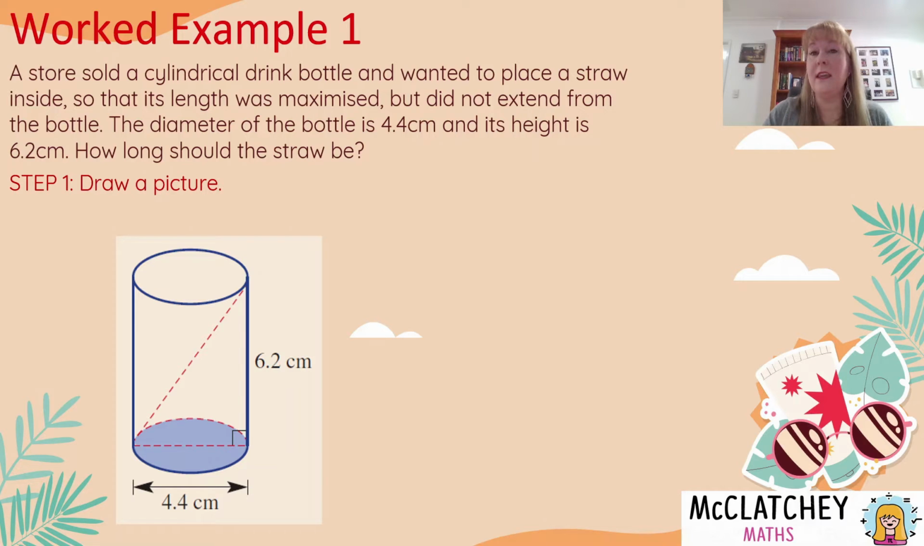Now you can see that in this particular situation, with a cylindrical shape, the longest part of the cylindrical shape is actually this diagonal that runs from the bottom left hand corner to the top right hand corner of the cylinder. I'm going to show you that now with an actual drink bottle.